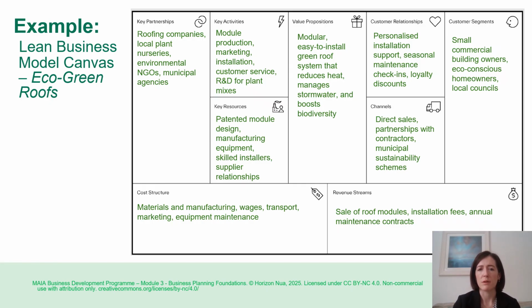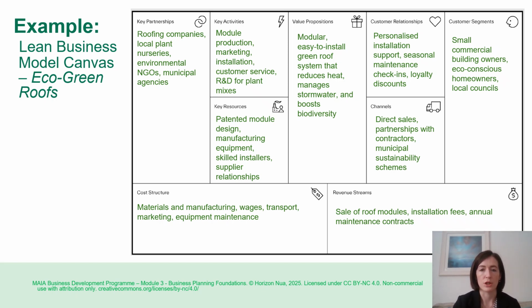Starting with key partnerships, they work with roofing companies, plant nurseries, environmental NGOs, and municipal agencies to access expertise, resources, and local networks. Key activities include production, marketing, installation, customer service, and plant R&D. Their key resources range from a patented design and manufacturing equipment to skilled installers and strong supplier relationships.